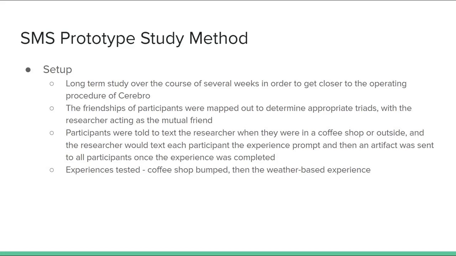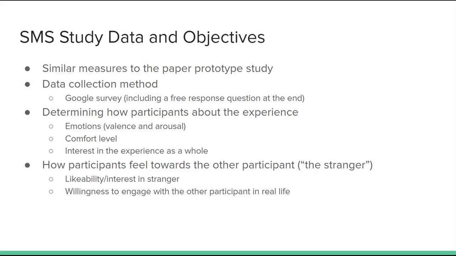The experiences tested in this study were the coffee shop bump experience as well as the weather-based experience. The measures that we tested in this study were similar to the ones in the paper prototype. We used a Google survey to record our data, and the measures we focused on were how participants felt about the experience in terms of their emotions, comfort level, and interest in the experience as a whole. How participants feel towards the other participant was another measure we looked at, which we interpreted in terms of likability and interest in the stranger, as well as willingness to engage with the other participant in real life.